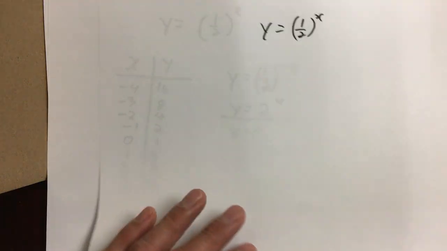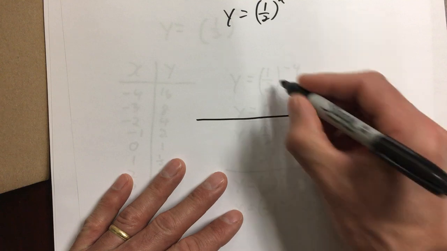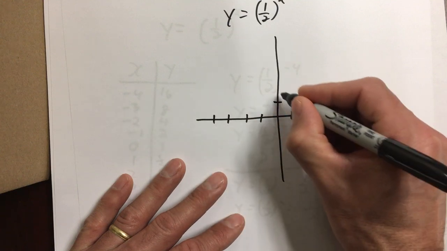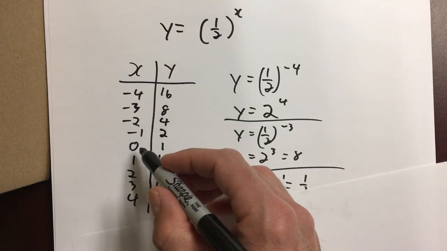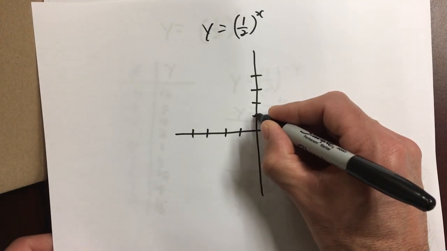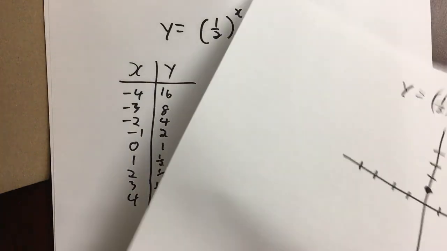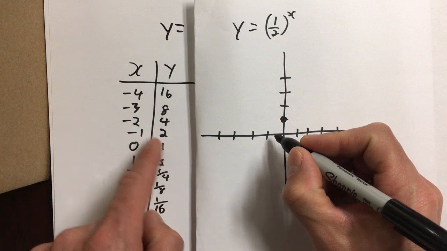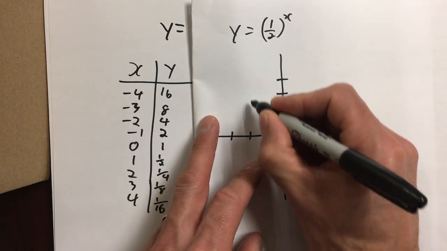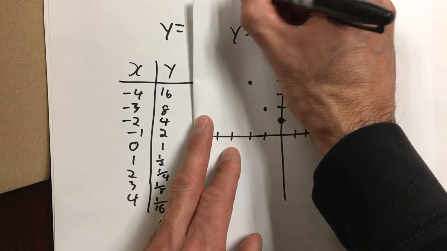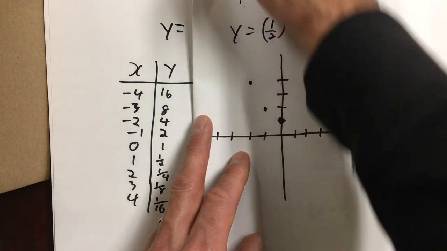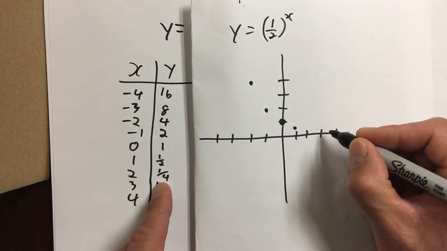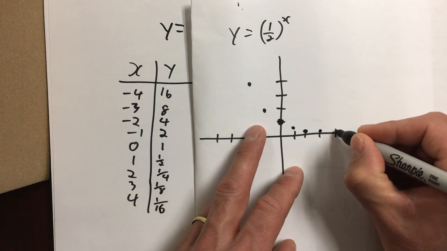So when I plot y equals 1/2 to the x, again, I'm going to just put in 4. Start at 0. If x is 0, y is 1. And then notice, well, I'll fold this so you can read the table. As we go to negatives, it goes up. So it goes up to 2, goes up to 4, goes up to 16. That would put us way up there. Sorry, 8, 16. And then as we go this way, if it's a 1, we go to a half. If it's a 2, we go to a quarter. And then an eighth, and then 1/16.